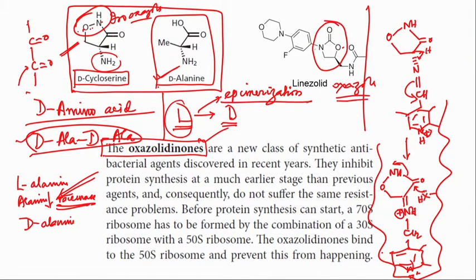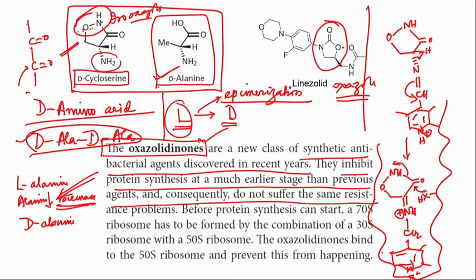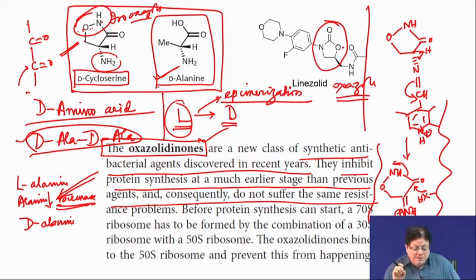Okay. So, this is oxazolidinone, because the double bond is not there. So, oxazolidinone, that functionality along with these attachments, can also be an antibacterial agent discovered in recent years. They inhibit protein synthesis. Protein synthesis means the translation. I think that is enough knowledge that they stop the synthesis of protein.